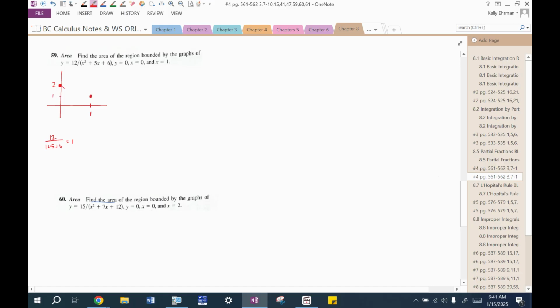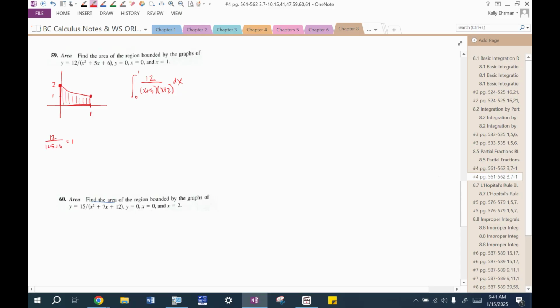Okay, so we have some sort of a curve like this, and there's a line at x equals 1, x equals 0, y equals 0. So we're just talking about this area right here. All right, so that tells me I should be taking the integral from 0 to 1, the x values, of top minus bottom. So 12 over, let's go ahead and factor this, x plus 3, x plus 2, dx.